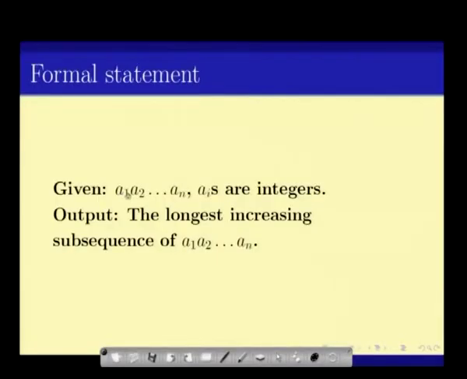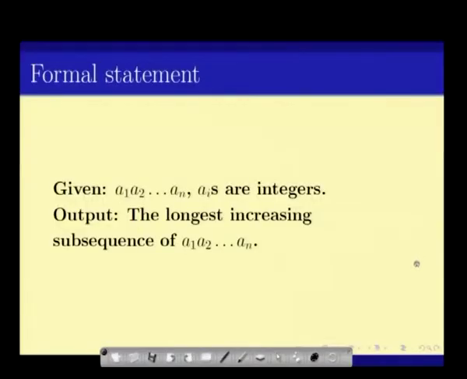So we are given a1 to an, where the ai's are integers, and we want to output the longest increasing subsequence of a1 to an. You might find it very similar to other problems like longest common subsequence and so on, and if you are thinking in that direction, you are right. We will come back to it after some time.